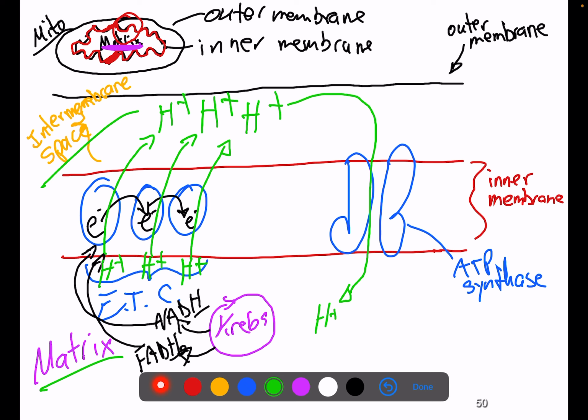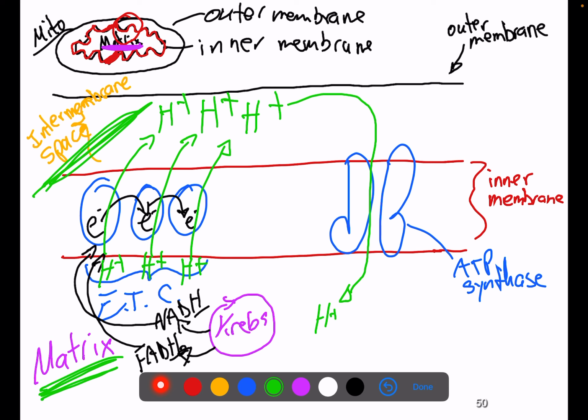That's what it's doing. Because remember, hydrogens have a charge. They cannot get through the membrane, any membrane, by themselves, so they need help. And in this case, the ATP synthase isn't just an enzyme making ATP. It's also a facilitated transporter. It's allowing hydrogens to go from high concentration to low, from the intermembrane space back down to the matrix.